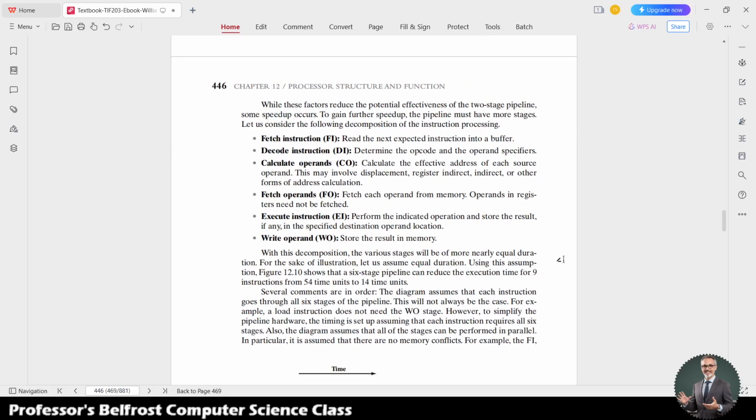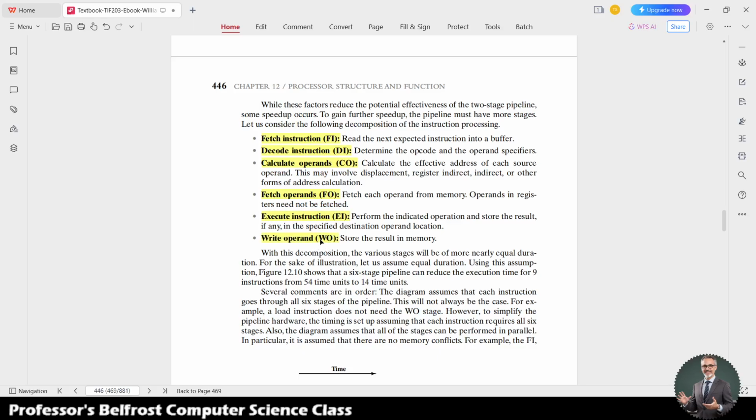First, we have fetch instruction. We also have decode instruction. I'll not read the description for you; you can read it by yourself. We also have calculate operands, fetch operands, which are all fairly self-explanatory. We also have execute instruction, and we also have write operand.